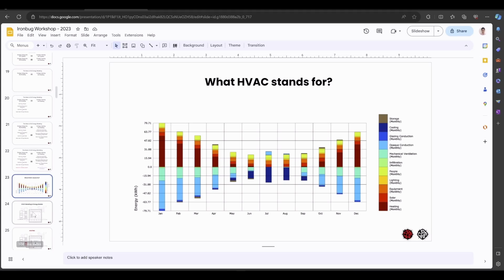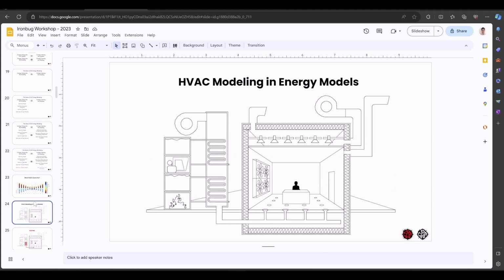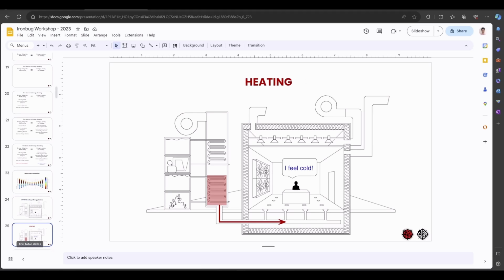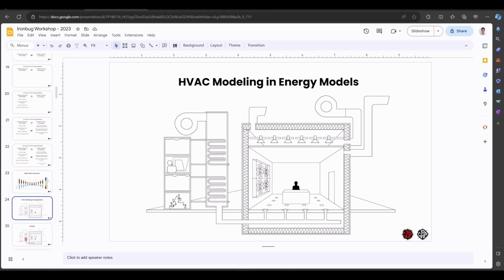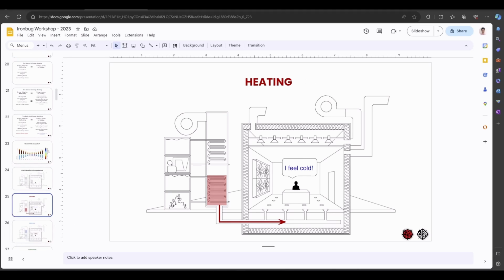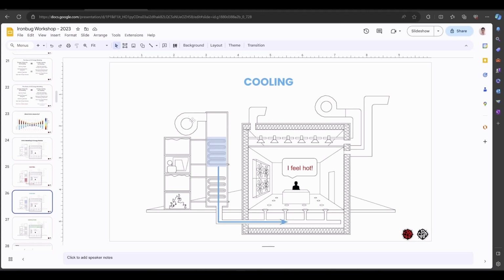And what does HVAC stand for? Of course, HVAC stands for heating, ventilation, and AC. But for energy modeling, it really just means a mechanical system that provides heating whenever people feel cold or a sensor says the space is too cold. The system provides cooling when people feel hot, and provides ventilation.